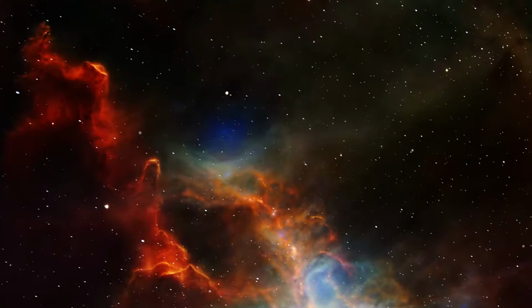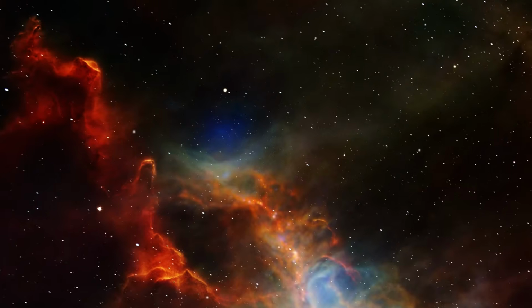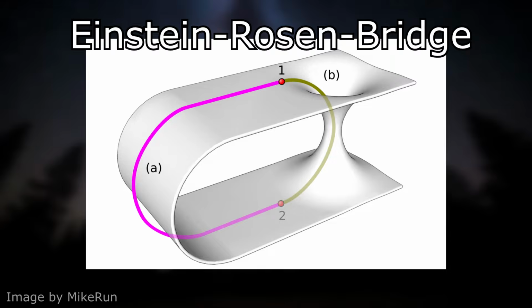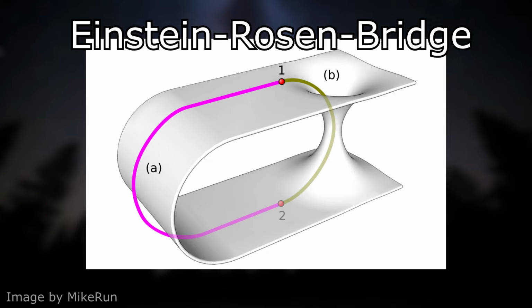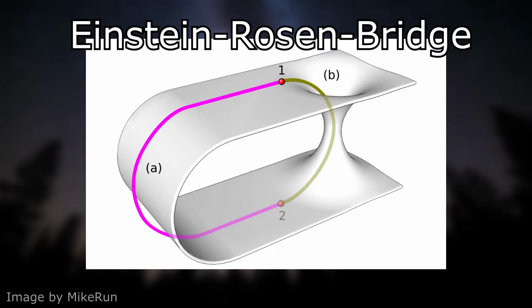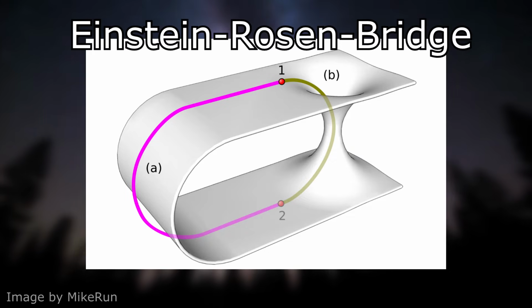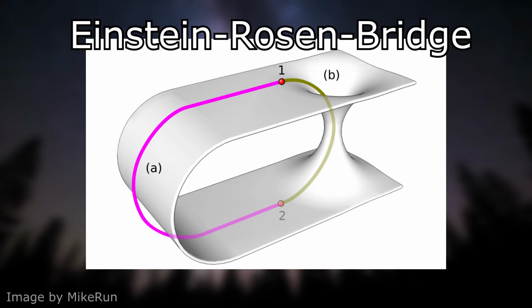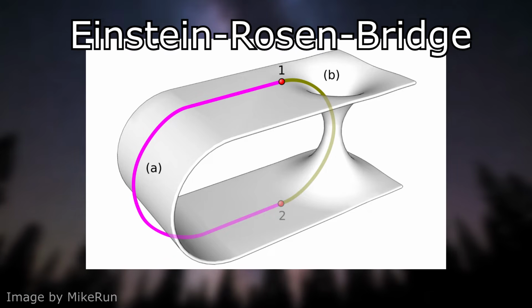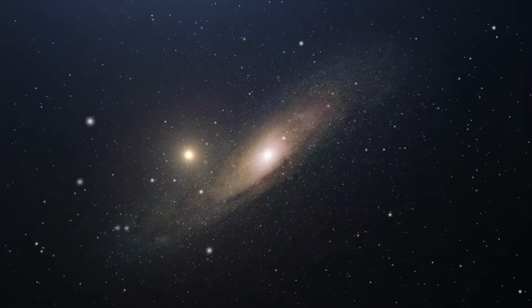One of the earliest mathematical examples was discovered by Albert Einstein and Nathan Rosen in 1935, and it was later called an Einstein-Rosen bridge. The math showed a connection between two universes, but it turned out to be more of a mathematical curiosity than a usable shortcut. That particular bridge would pinch off too quickly for anything to pass through. That didn't kill the idea.